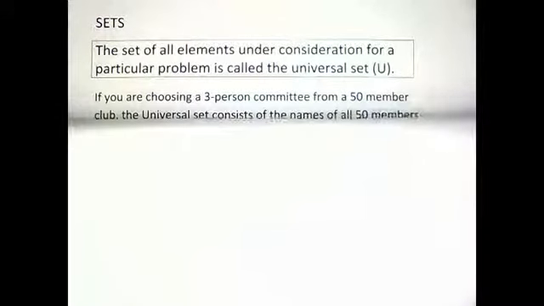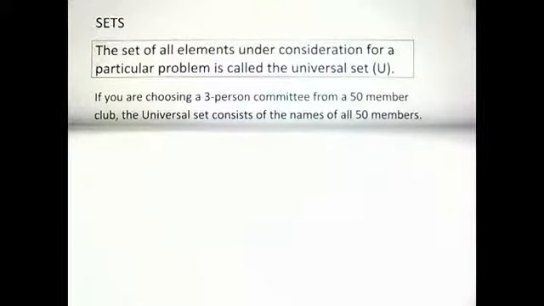Suppose I'm choosing a 3-person committee from the 50 members of some club. Then the universal set will be the names of all 50 of those members. I'm not going to pick a person for that committee who is not in the club, so a person's name who's not in the club would never appear in the universal set. By the same token, I want the possibility of choosing any of those 50 members, so all of their names should appear there. So the universal set would simply be the set of 50 names of the members in that club.